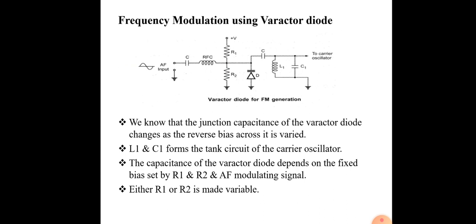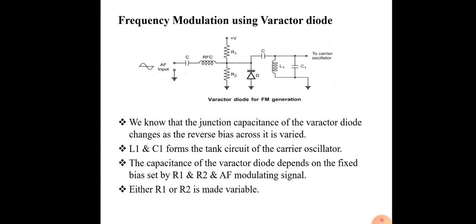We know that the junction capacitance of the varactor diode changes as the reverse bias across it is varied. That means when the reverse bias is applied, the varactor diode capacitance will change. Also L1 and C1 act as the tank circuit which provides some output. That means it behaves like the carrier oscillator, providing the carrier signal. The capacitance of the varactor diode depends on the fixed bias set by R1, R2 and the AF modulating signal.